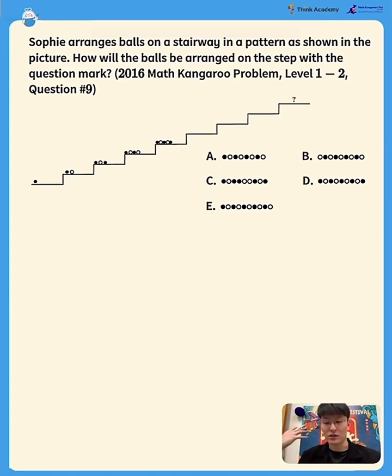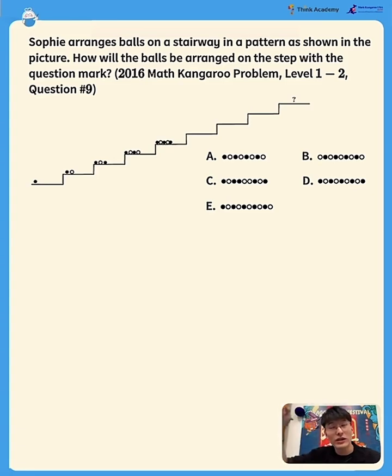First of all, what do you see here? Of course, you see some stairways, right? And then you see some balls on the stairways, right? Look at the amount of the balls on the stairways. It goes from 1, and then 1, 2, and then 3, and 4, and 5, and 6.